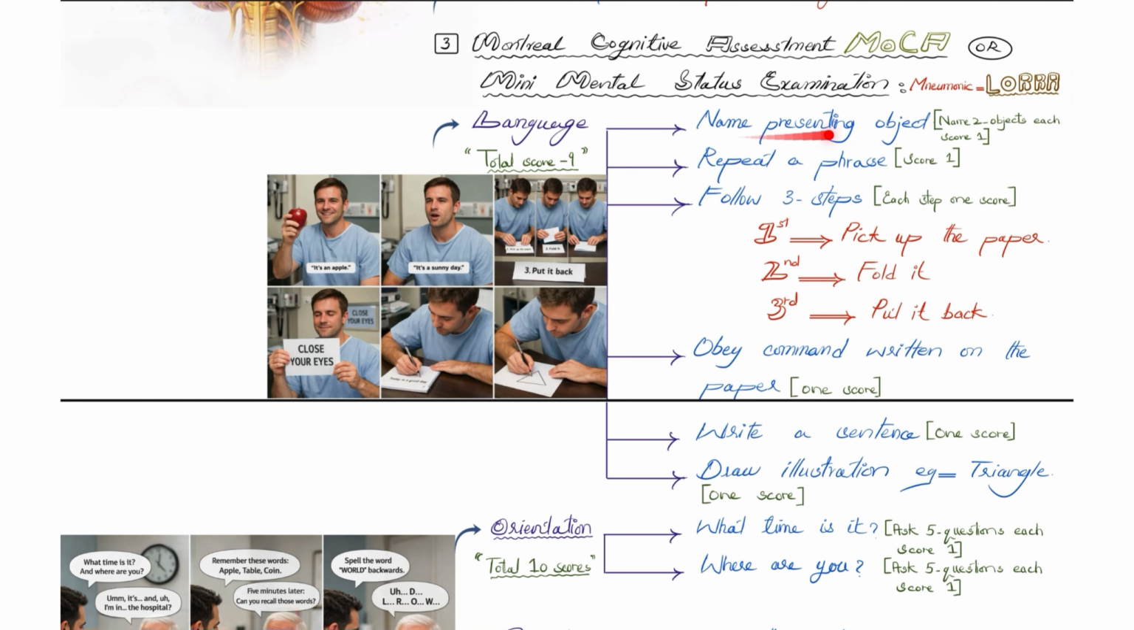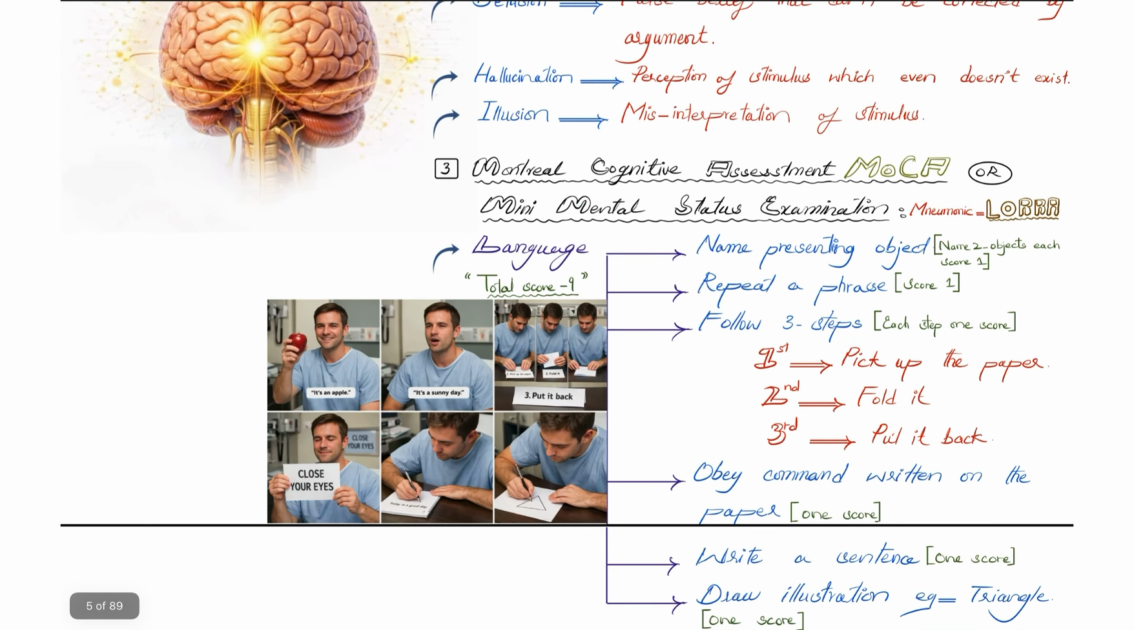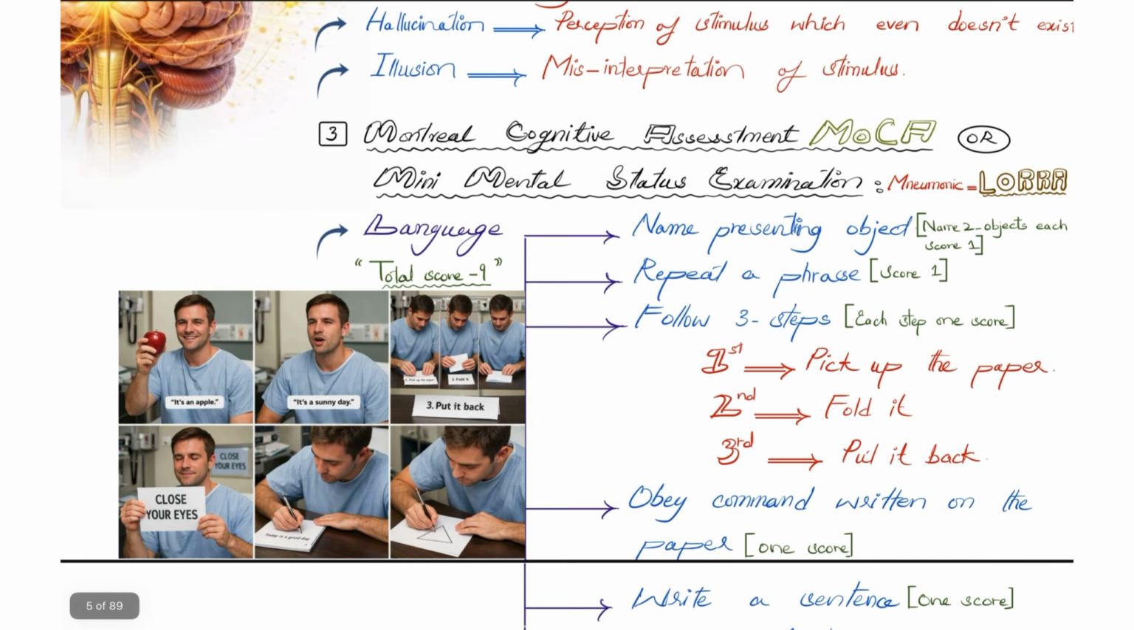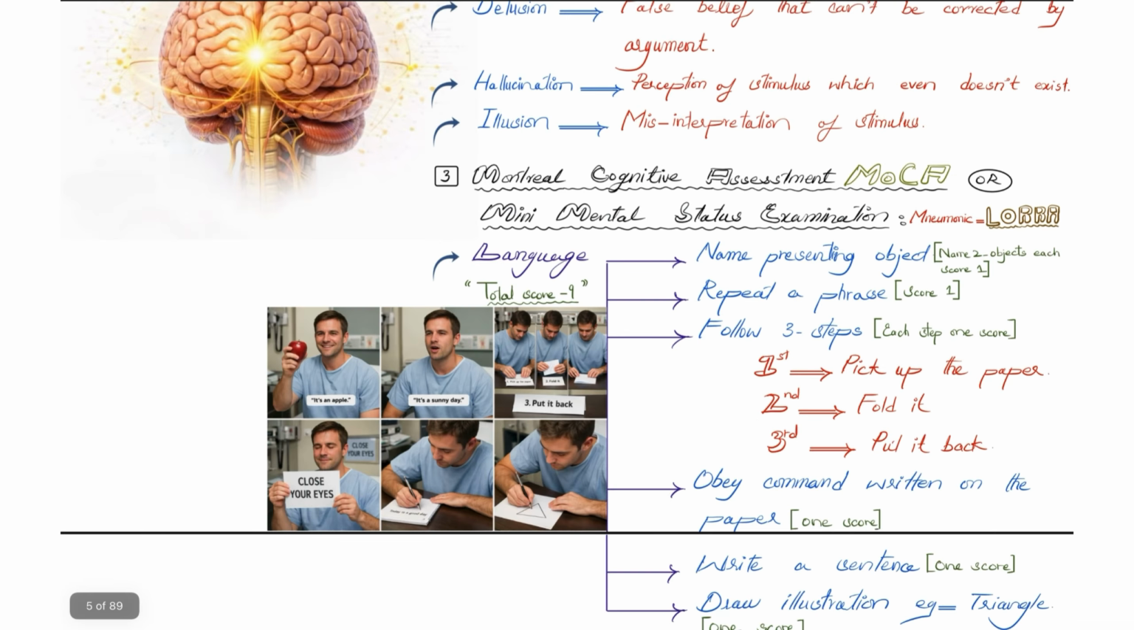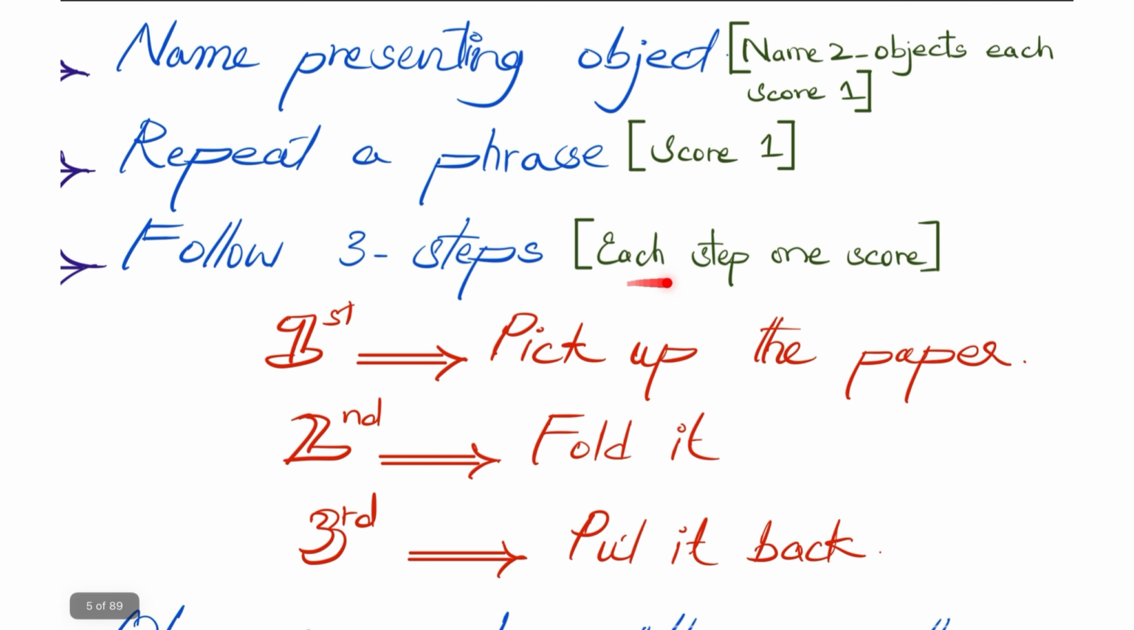Present an object, ask the patient to name it, and present at least 2 objects and give 1 score for every correct name. The second thing that you have to do is ask the patient to repeat a phrase, and if the patient can repeat the phrase correctly, give a score of 1. Then give a 3-step command. For example, ask the patient to pick up a paper, fold it, and put it back. For every correct step, give 1 score.